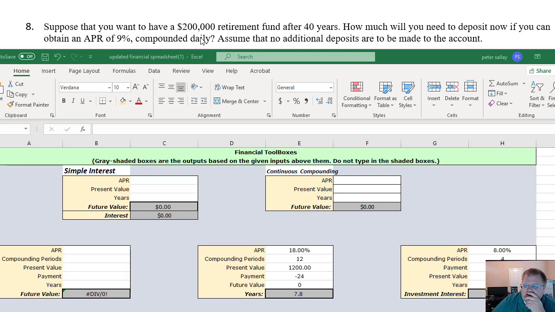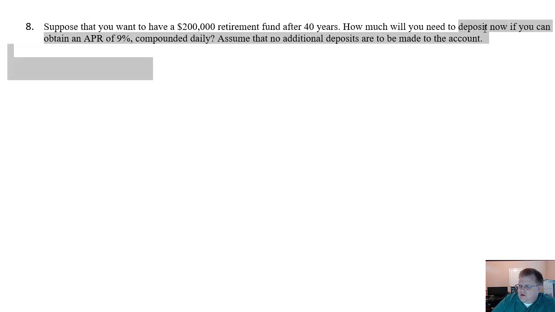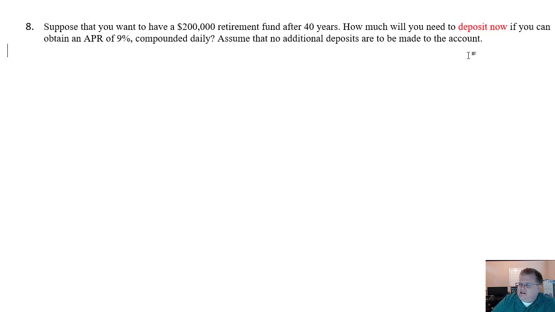Okay, so let's take another look at this and think about what we're being asked to do. We want to have $200,000 in the future. How much do I need to deposit now, if we can get 9% compounded daily? When it says deposit now, they're not saying each month. They're saying one lump sum. In class, I would describe this as grandma gave me a chunk of money. How much money do I need to get from someone that I can just let sit in the bank so that I can earn this magic amount?